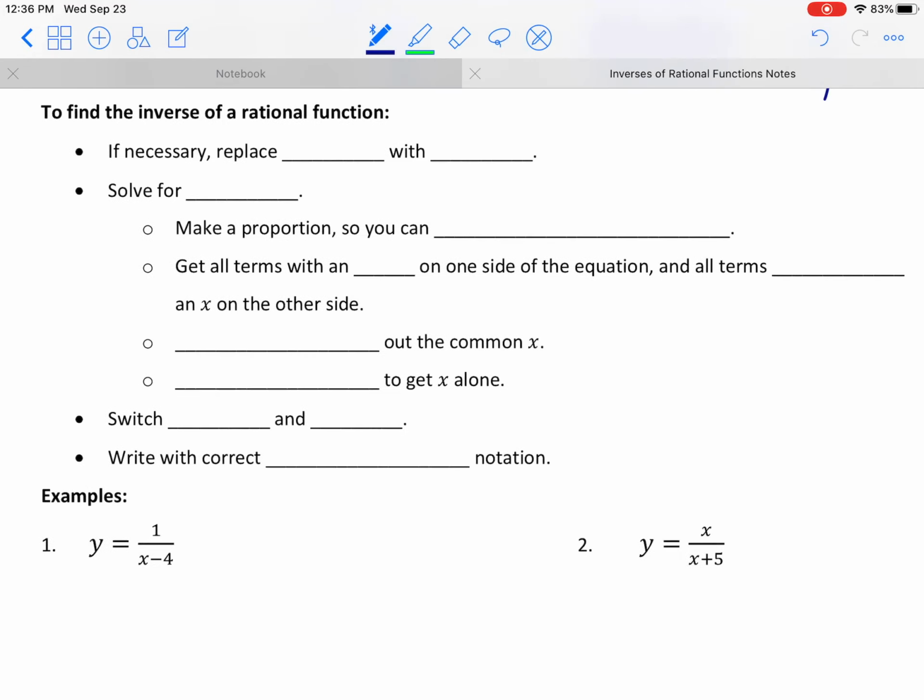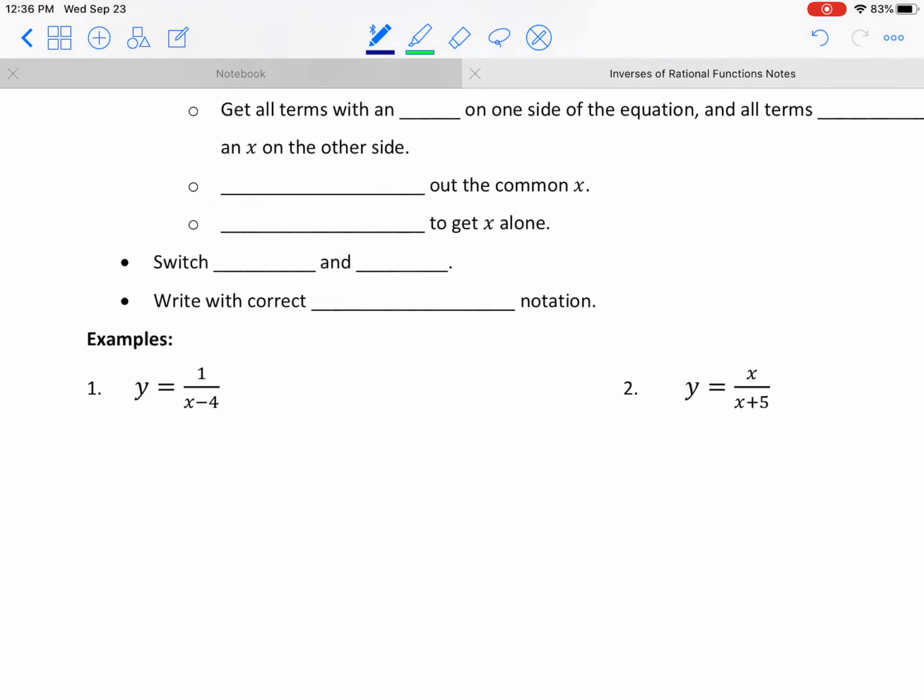So first of all, if we have function notation, if we have an f of x in there or a g of x, let's replace it with a y. It just makes the solving process look a little cleaner. You don't have to do that step, but I prefer rearranging with a y there instead of an f of x, but either way. Then we need to go about solving for x. How do I get x by itself?